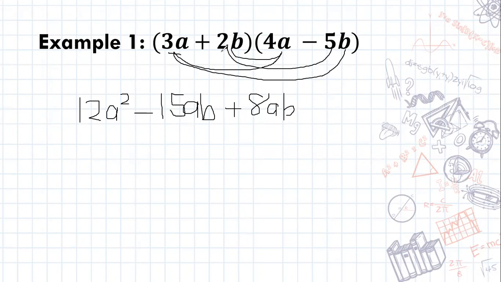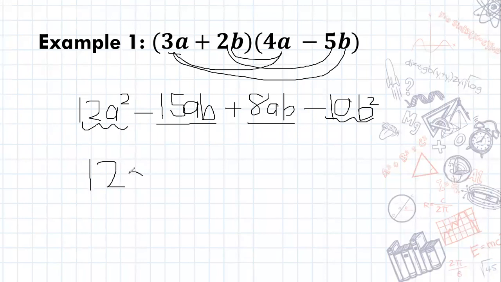Lastly, we're going to say 2b times minus 5b. So plus times a minus is a minus, 2 times 5 is 10, and b times b is b squared. Now, are we finished? No, because we need to make sure that we have any terms that are the same or common. So these are like terms, but these terms are unlike terms. So we can just write them down. So we'll have 12a squared. Then we have minus 15ab plus 8ab.